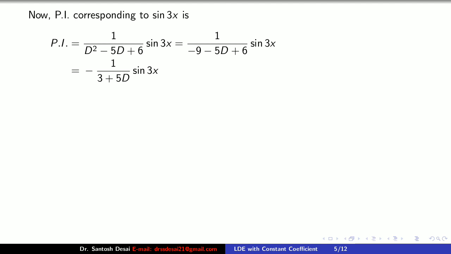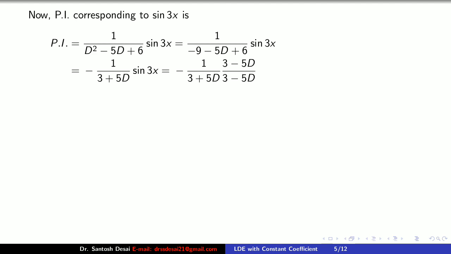Now after replacing D square by minus a square, here we are getting the term 1 upon 3 plus 5D. So now we have to use the method of rationalization. To use it, let us consider the denominator, change its middle sign, and multiply to the numerator and denominator. So by the method of rationalization, we get minus 1 upon 3 plus 5D. Now here you have to multiply numerator and denominator by 3 minus 5D.